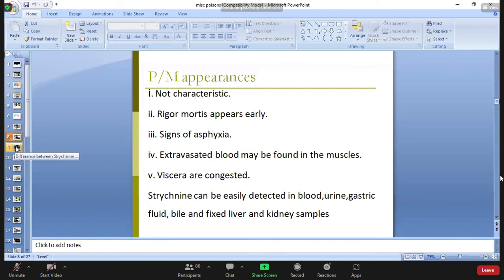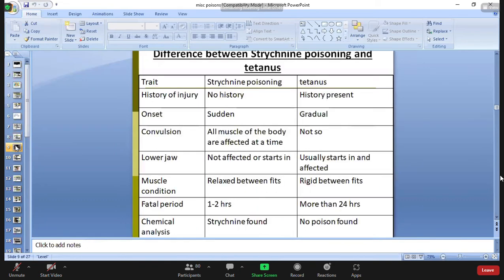But now again one question arises, that is if it is tetanus or strychnine poisoning, how can we determine that there are differences given? So another important question is here. Okay, so strychnine र tetanus को difference के हो भन्दा, history of injury हुन्छ tetanus मा जहिले पनि, strychnine मा no history of injury, onset sudden हुन्छ, यसमा gradual हुन्छ हैन. Convulsions, all muscles of the body are affected at the same time. अघि हामीले signs and symptoms मा भनेको, यसमा चाहिँ not so particularly हुँदैन, कुन कहिले कुन part of muscle हुन्छ, कहिले कुन part. Lower jaw not affected, or usually starts in and is affected. Muscle condition relaxed between the fits हैन. दुईटा एपिसोडको बिचको कन्डिसनमा चाहिँ muscles conditions are relaxed, whereas it is rigid in between the fits.